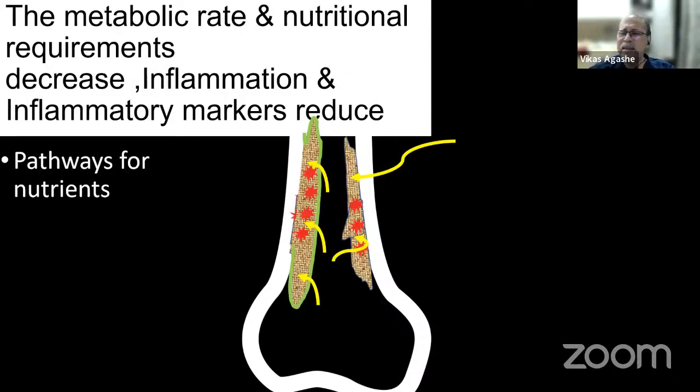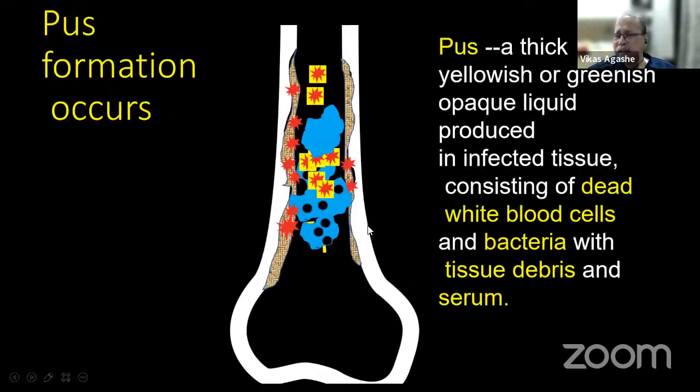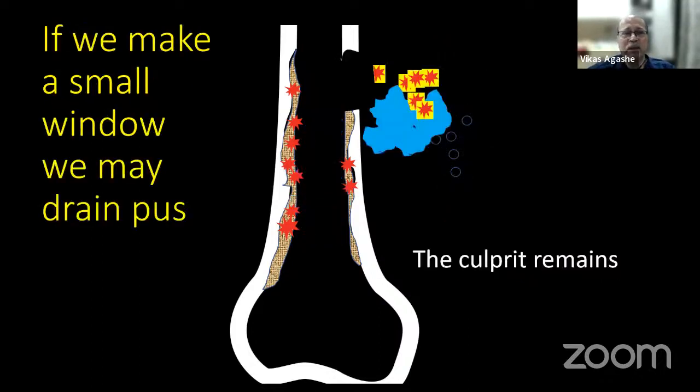Then the metabolic rate decreases, inflammatory signs decrease, your ESR and CRP may be normal, and slowly they start forming pus. Remember, pus is a product of this, a thick yellowish liquid produced by infective tissue consisting of dead white cells and bacteria, but that is not the source of infection. If we make a small window like this, we'll be able to drain pus, but the culprit remains, and the pathological process would go on.